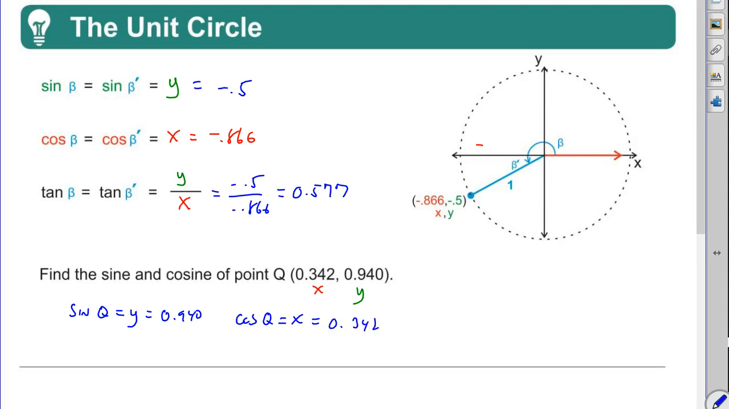0.342. All right, if you're given the coordinates of the terminal point for a unit circle, the sine is the y coordinate and the cosine is the x. And if you needed the tangent, you'd do y divided by x. Hey, there you go, the unit circle.